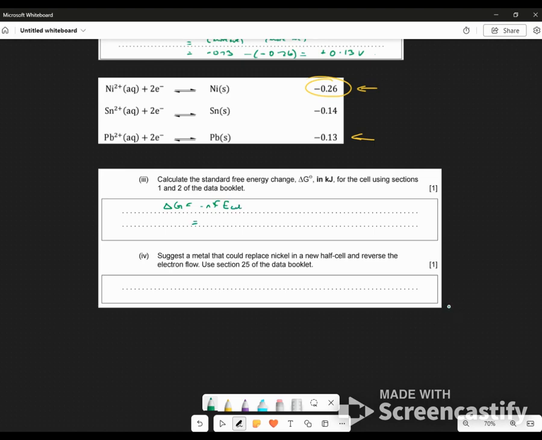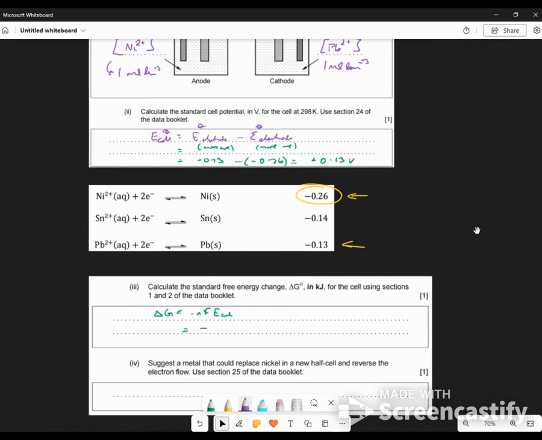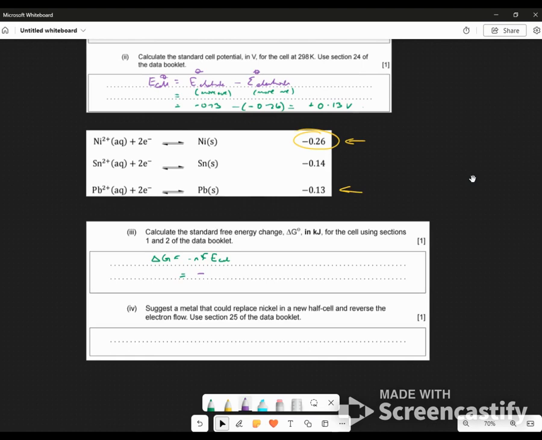Okay, so that gives me, let me use a different pen, minus n. How many electrons are involved in the transfer here? Right, they're both 2, aren't they? So the nickel is going to lose 2, and the lead is going to gain 2, so that means n is 2 times Faraday's constant, 96,500, times E cell, which is 0.13 volts, and if we work that out, we get, where on earth is my calculator? It is 2 times 96,500 times 0.13, and I get 25,090.